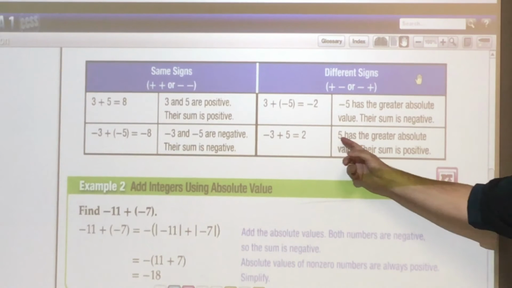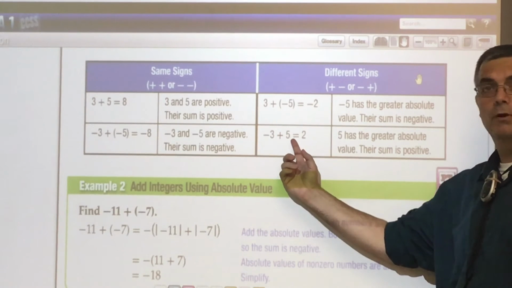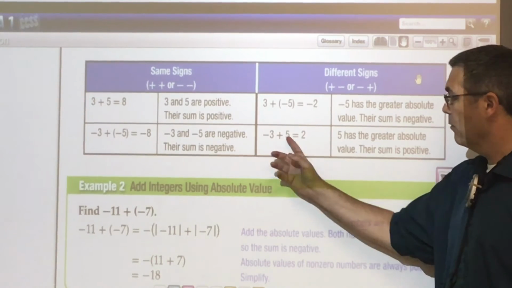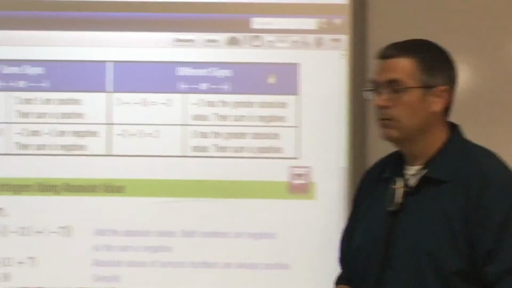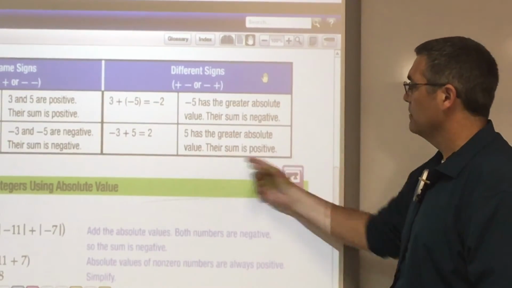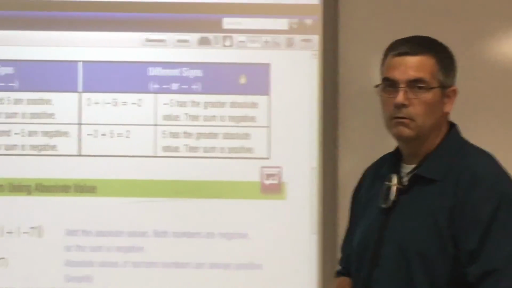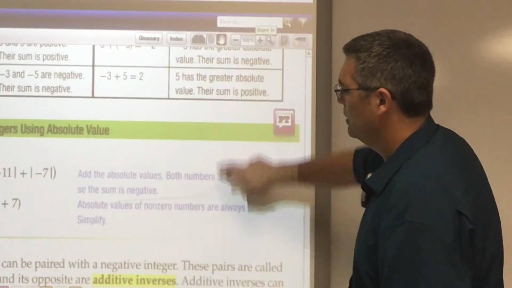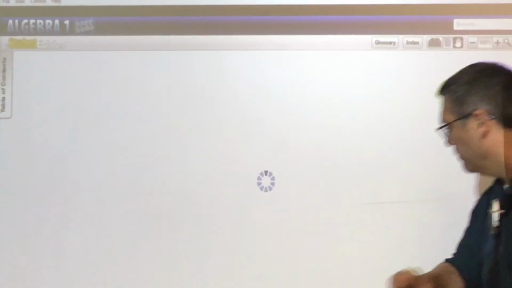Now we come down here, -3 plus 5 equals 2. This has the greater absolute value. It's the furthest away from 0. Therefore, we're going to use that sign. We're going to subtract and use the sign of that 5. 5 has a greater absolute value. Their sum is positive. That's what it's talking about. That's pretty much all there is to that. And then they show you a different way to do that, but we're going to skip that because I don't like it.